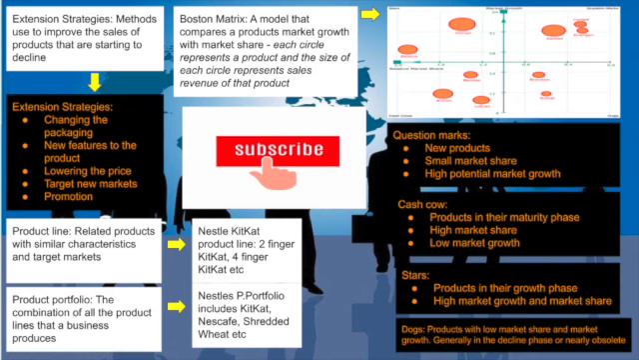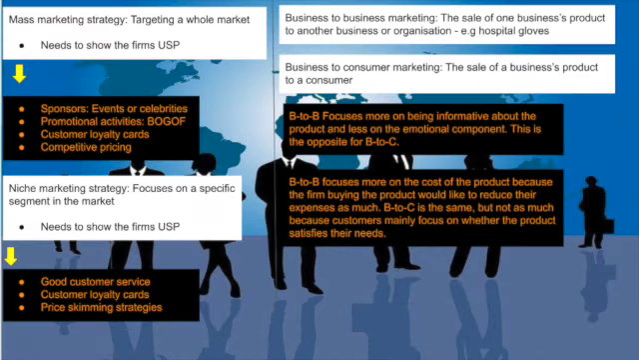From this slide, the main things to remember is just what extension strategies are, different types, and then remember how the diagram is drawn and the different types of products and their key characteristics such as high market growth, low market growth. So now we're going to talk about mass and niche marketing strategies.